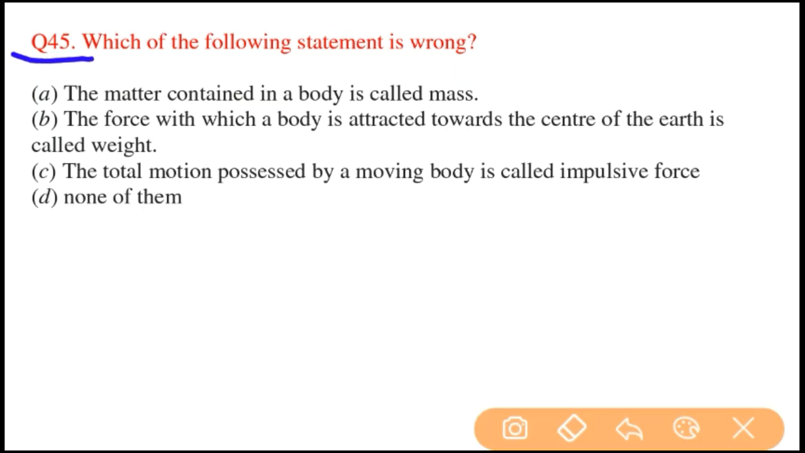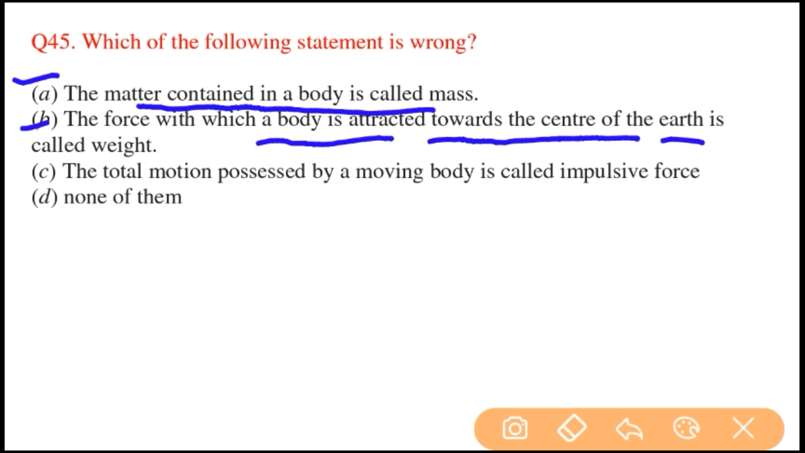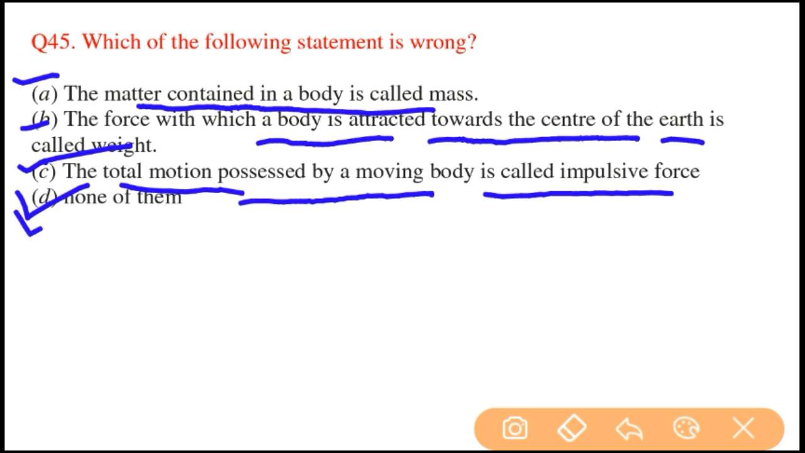In the next question, which of the following statements is wrong? Option A, the matter contained in a body is called mass. Option B, the force with which a body is attracted towards the center of the earth is called weight. Option C, the total motion possessed by a moving body is called the impulsive force. So all these options are correct statements. So none of the statements are wrong. So option D will be the correct answer.